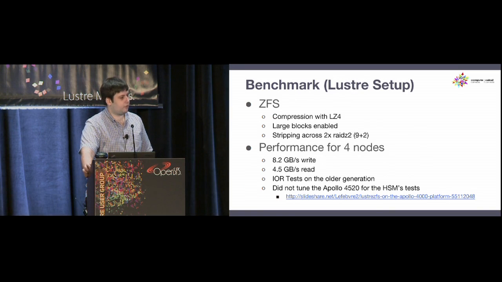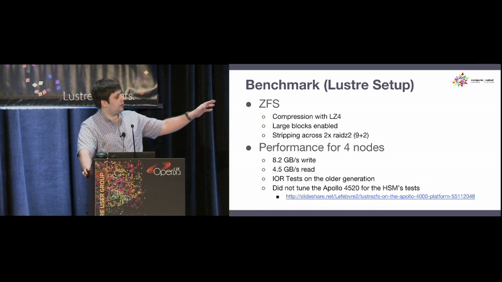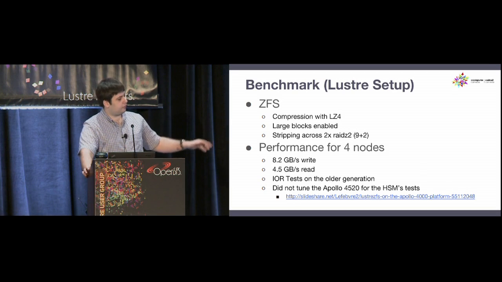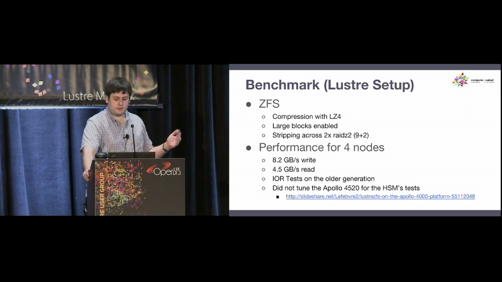And on the Lustre servers, we use ZFS with LZ4 compression. And also we had large block support in there. We did a presentation last year. On the server, we can get about 8 gigabytes per second of writes and 4 gigabytes per second of reads. But that's on the Gen 8 generation. Gen 9 should be slightly better.